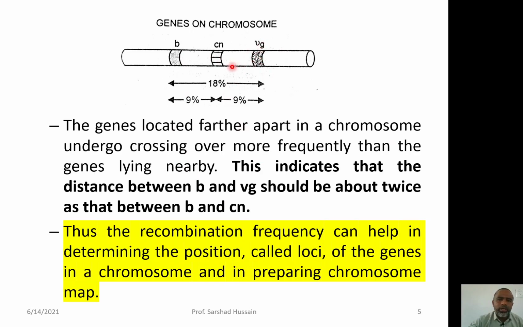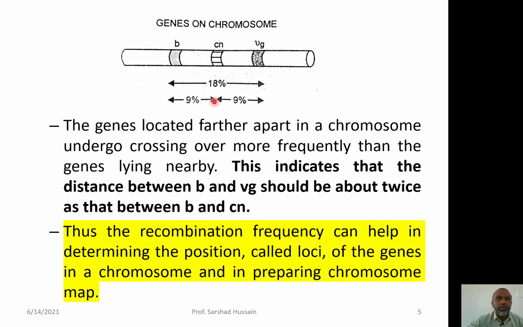Where the gene is located is called the loci of the genes in a chromosome, and this is how you prepare the chromosome map. You prepare a chromosome map in which you indicate which gene is located at which part. It is basically the frequency of crossing over through which you are able to place a gene on the chromosome. Otherwise, it is a very small, minute entity; you cannot measure it with the help of a scale, and you cannot see the genes physically.